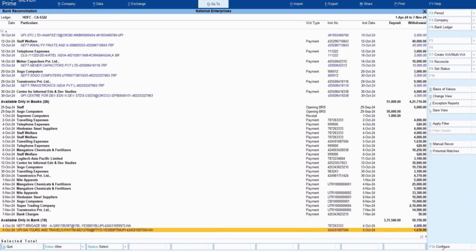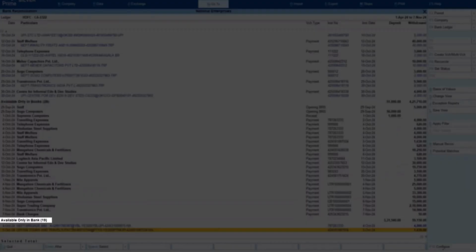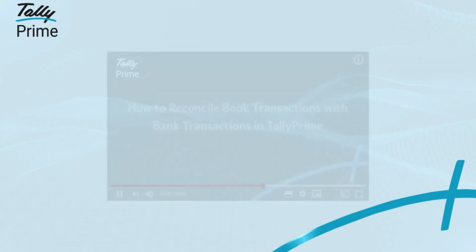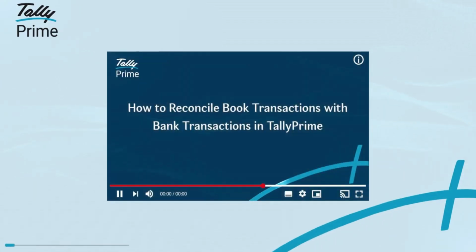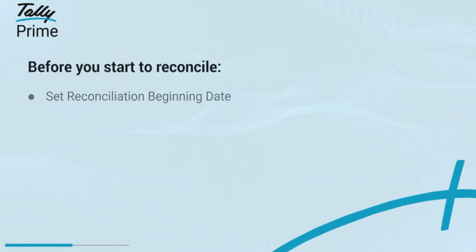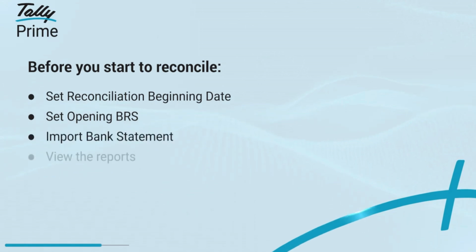You can now reconcile your book and bank transactions. To know more, view the video on how to reconcile book transactions with bank transactions in TallyPrime. The link is in the description box. As you saw, you can easily set your reconciliation date along with your opening BRS, import your bank statement, and view the reports before you start to reconcile your transactions.